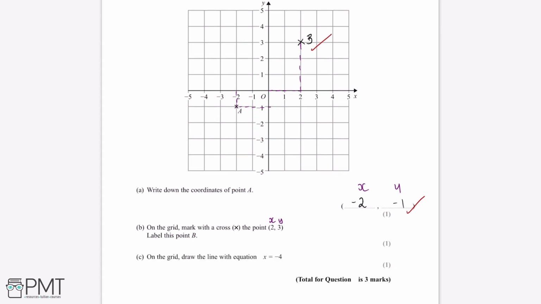On the grid, draw the line with the equation x equals -4. So the line with the equation x equals -4 is the line in which every value of x is -4. And the only line which we can draw so that all values of x will be -4 will be this line here. And as we can see, no matter what the y value is, x is always equal to -4. And this question's worth 1 mark, and this is for the correct line.